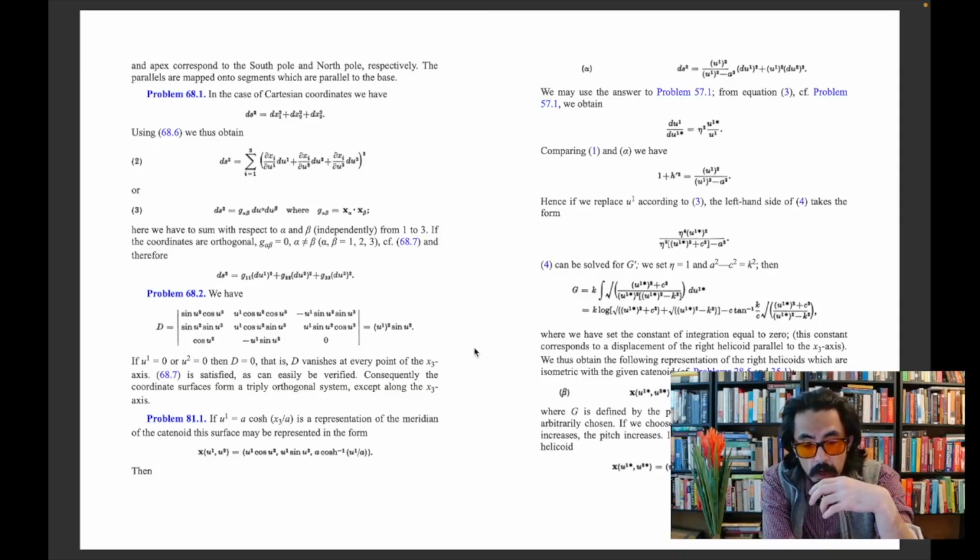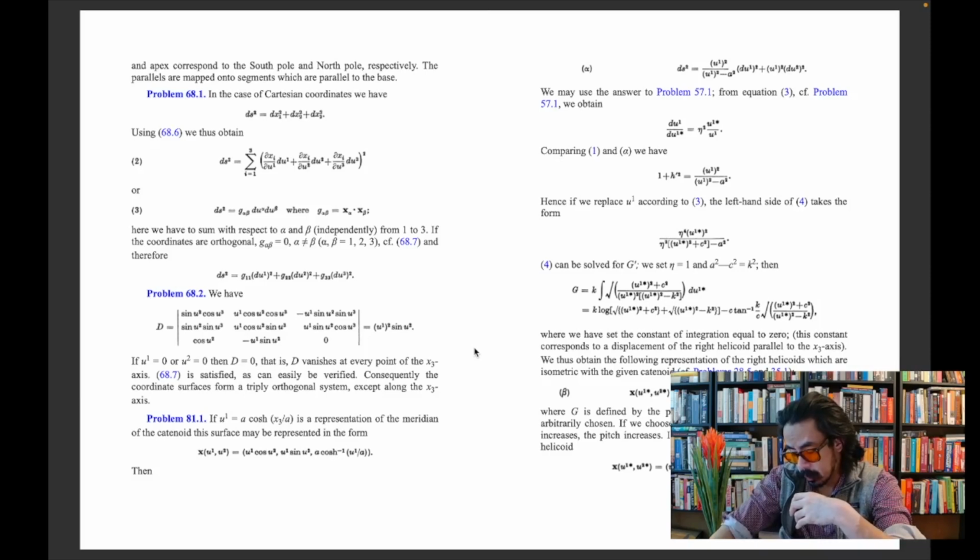And it says here we may use the answer to problem 57.1 from equation 3 in that problem, which actually, like I was saying, doesn't have to do with the first or second fundamental forms of a helicoid, as I was guessing.